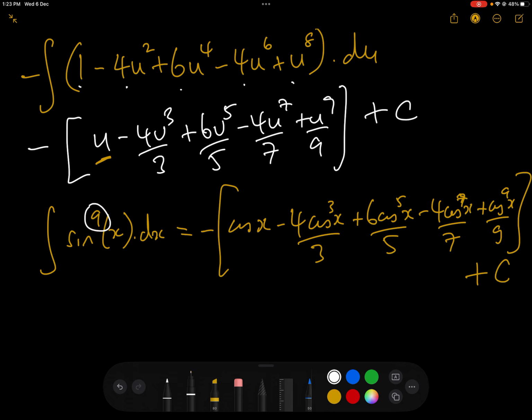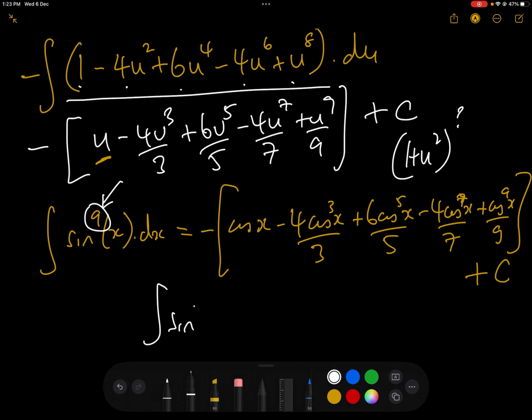It works for 9, 11, 13, 1001, you name it. Of course, the higher the odd number goes, the more complicated the polynomial expansion is going to be, but it will still be 1 minus u squared to the power of something, and it will still be a polynomial integration. In the next video, we will do how to solve integrations of sine to the power of n x dx, where n is even.